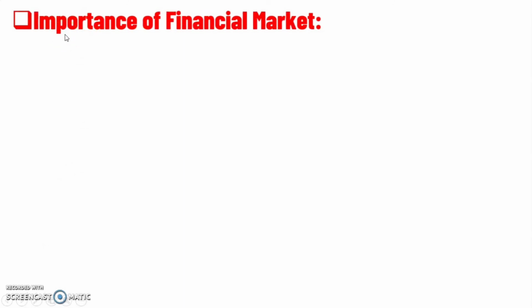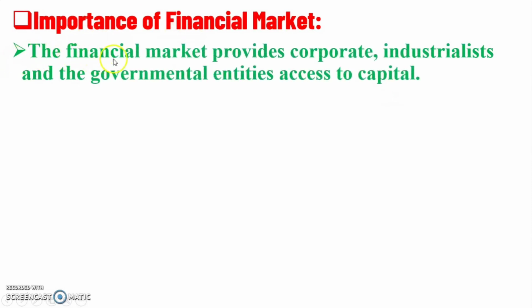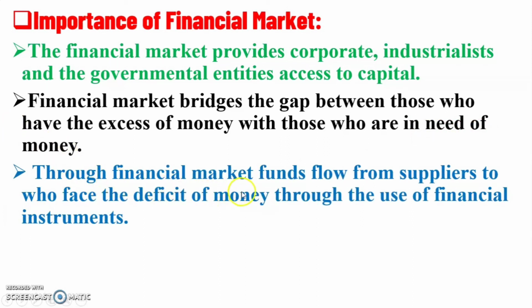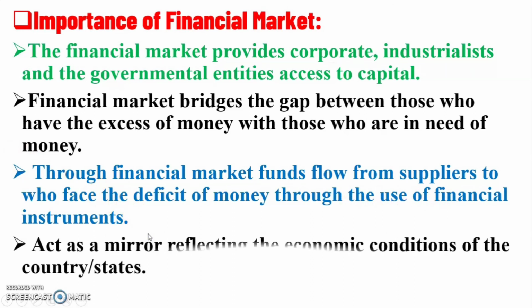Now, we will learn the importance of financial market. The financial markets provide corporates, industrialists, and governmental entities access to capital. Financial market bridges the gap between those who have access to money and those who are in need of money. Through financial market, funds flow from suppliers to those who face a deficit of money through the use of financial instruments. It acts as a mirror reflecting the economic conditions of the country or state.